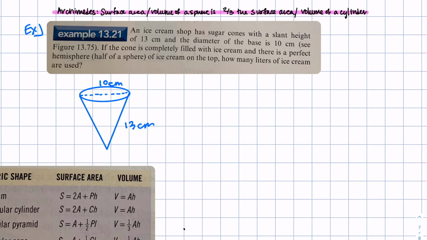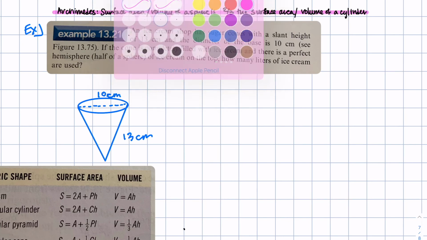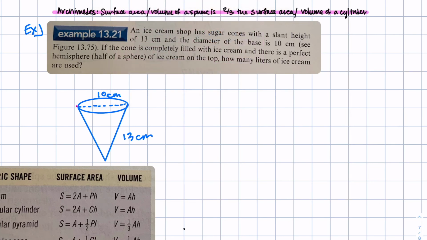Okay, so if the cone is filled with ice cream and there is a perfect hemisphere or a half sphere of ice cream on top, how many liters of ice cream are used? So there's quite a few things going on with this question, which is why I liked it. It also involves ice cream, so there's nothing bad about this question at all. Okay, so except for the fact there is no real ice cream, and I can't get some since I'm in quarantine. This is so sad.